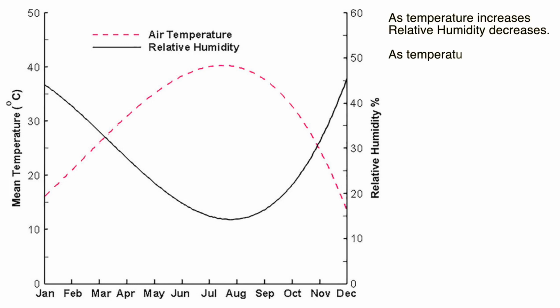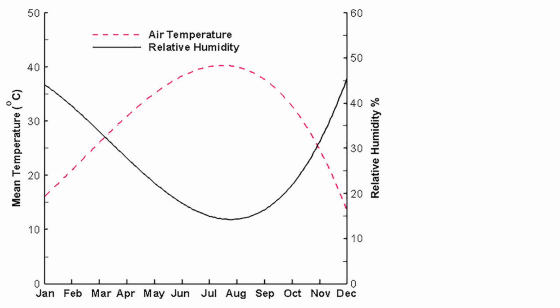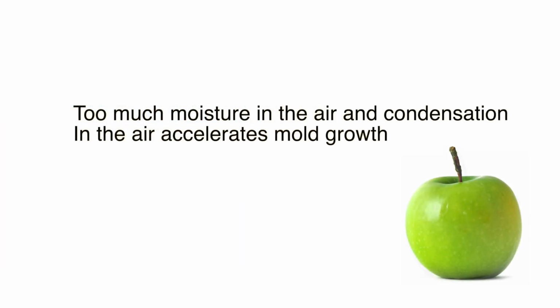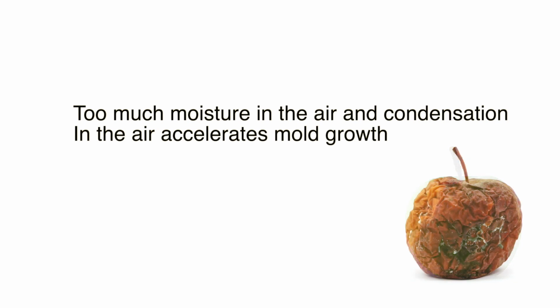That means for a constant absolute humidity, as the temperature increases, the relative humidity decreases, and the opposite. As the temperature lowers, the relative humidity would increase, being closer and closer to saturation. Let's say that you are in the storage industry of perishable goods. It is important for you not only to monitor the temperature in order to keep your products in good condition, but you should also monitor the humidity and the dew point. This is in order to control the presence of too much moisture in the air and the apparition of mold or mildew.